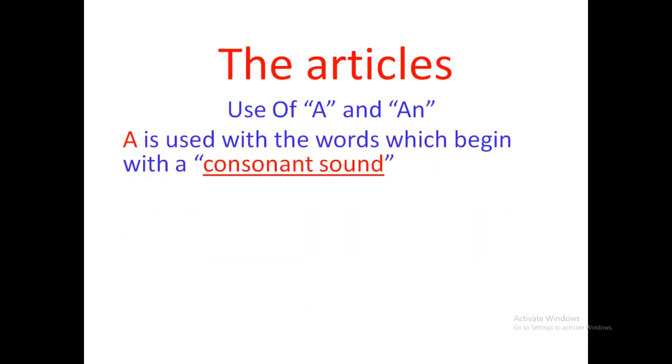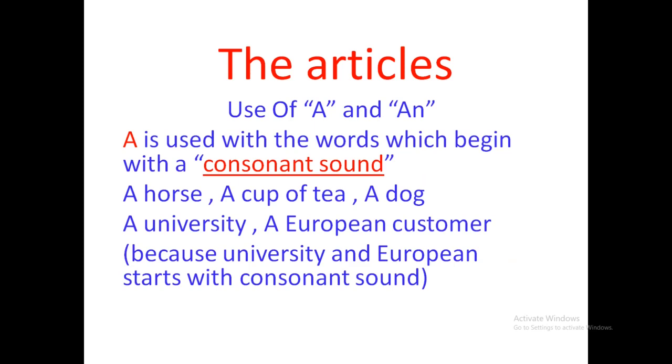And we'll use a with the words which begin with a consonant sound. The examples: a horse, a cup of tea, a dog, a university. Now this is a special case. A European customer, this is also a special case, because university starts with a vowel, European starts with a vowel, but both these words produce a consonant sound. So we use a with these: a university, a European customer.